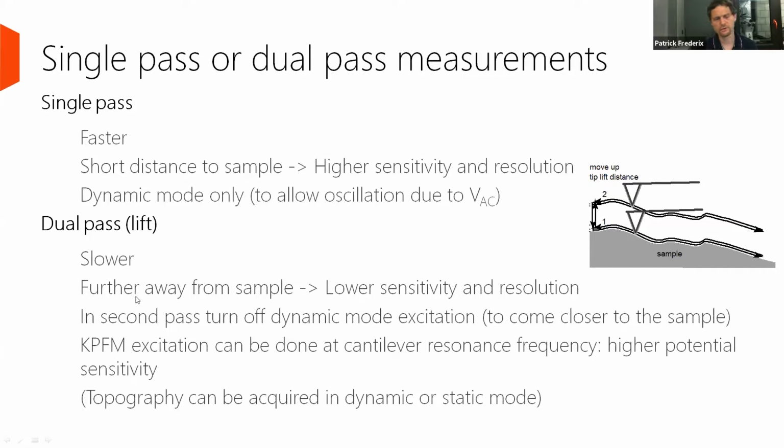In addition, often you are a bit further away from the sample to prevent a tip crash, so you lose a little bit of sensitivity and you lose a little bit of resolution. You can partly reduce this because in the second pass, you can turn off the dynamic mode excitation to get a much smaller oscillation of the tip and get closer to the sample. It additionally also helps that you have less background for the second lock-in, though generally, if the bandwidth is set correctly, that crosstalk is very minimal.